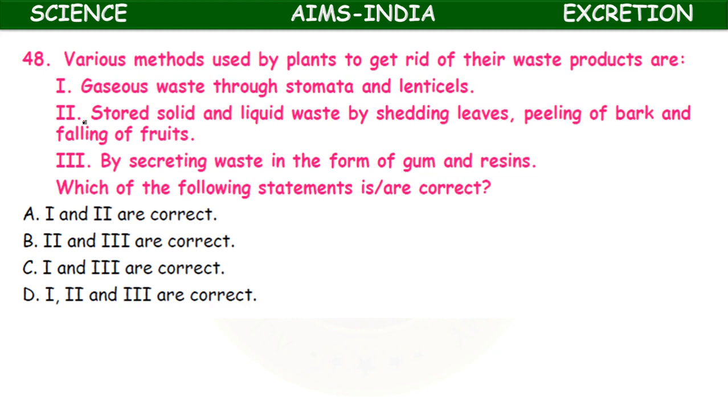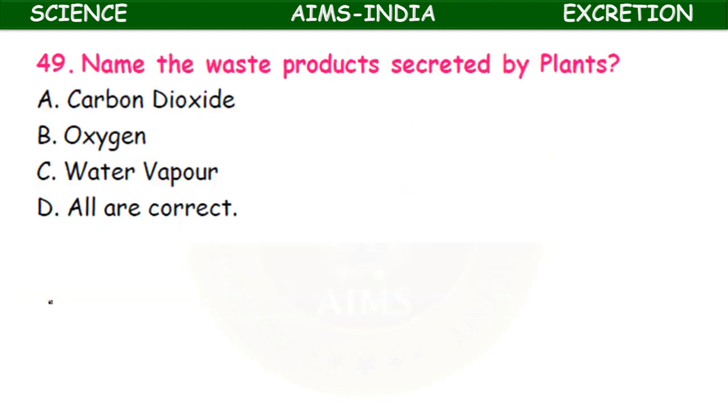Which of the following statements are correct? Three statements are given. So let us see. First one, gaseous waste through stomata and lenticels, 100% correct. Stored solid and liquid waste by shedding leaves, peeling of bark and falling of fruits, it's also correct. By secreting waste in the form of gum, resins, tannins is also correct. So here option D, 1, 2 and 3 are correct.